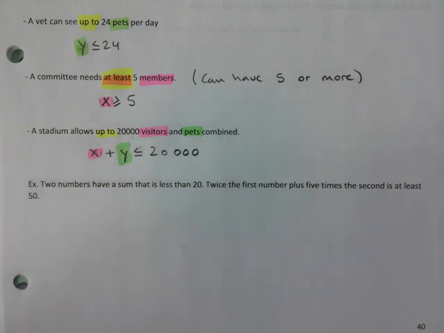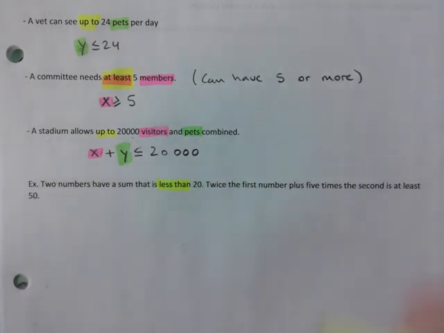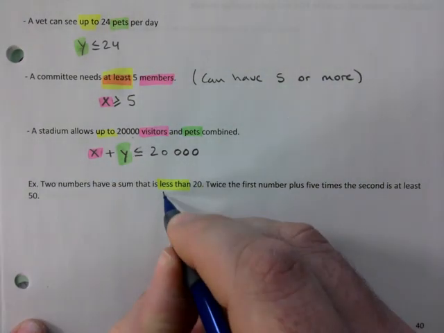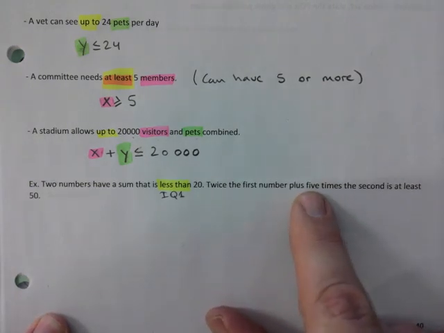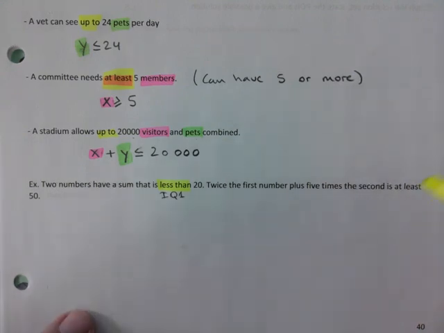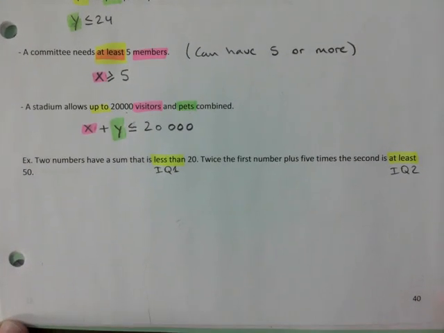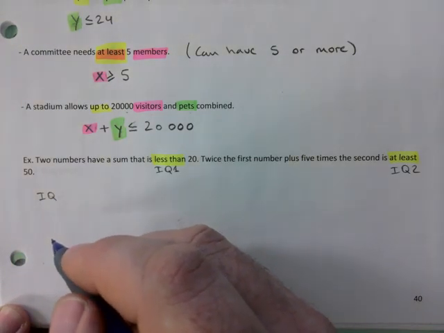This right here is less than right there. That should say, yeah, that's an inequality. So write down inequality 1. Inequality 2: twice the first number plus 5 times the second number is at least, that should ring a bell, maximum, at least, or something like that, 50. So there's in fact a system here. We're not going to graph it, we're not going to solve it, we're just going to write it.